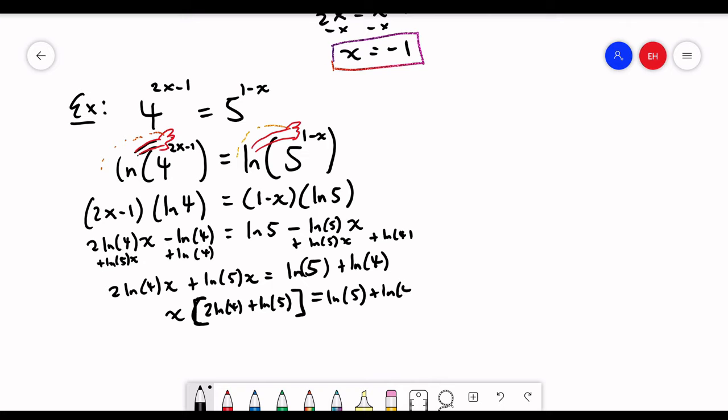And if at any point you want to plug these numbers in the calculator, you're welcome to do that. And then divide by the big old thing that's multiplied by the x.